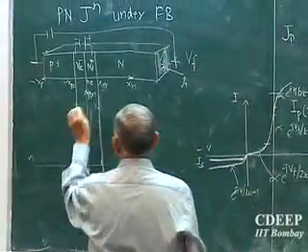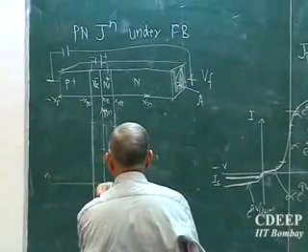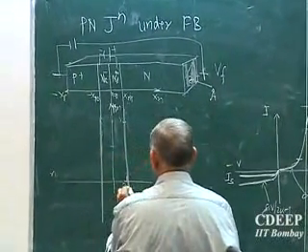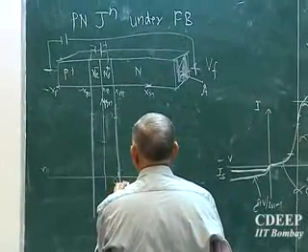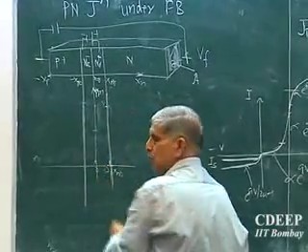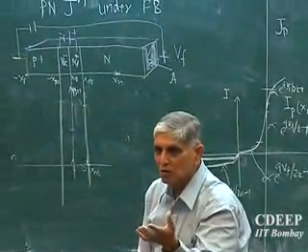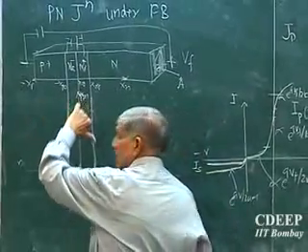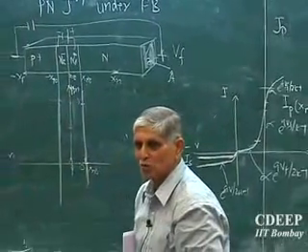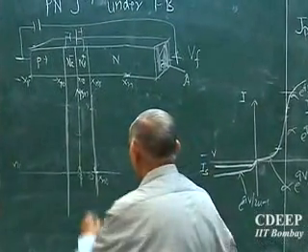Carriers cannot come from this side. So let's say this is my zero value. This is XNO, and this is my zero on this side. So here the excess holes are zero. Is that clear? Holes cannot come here. So at the boundary there are no holes available at this point.